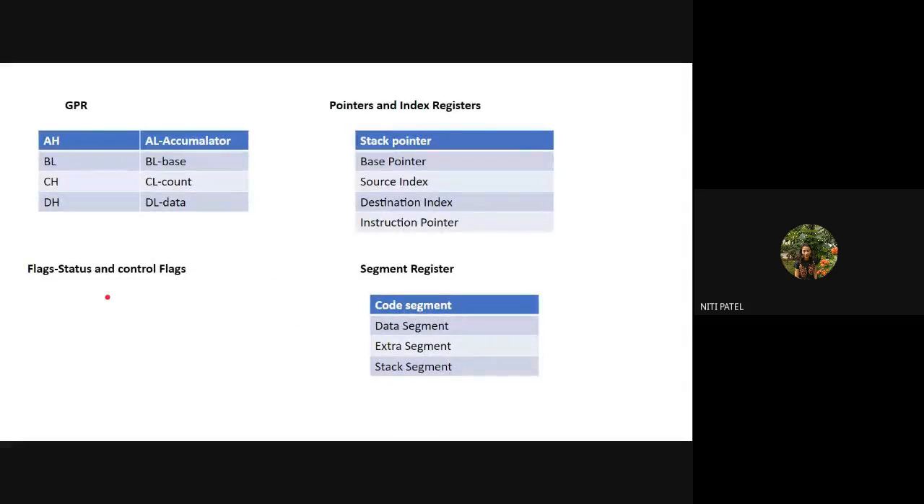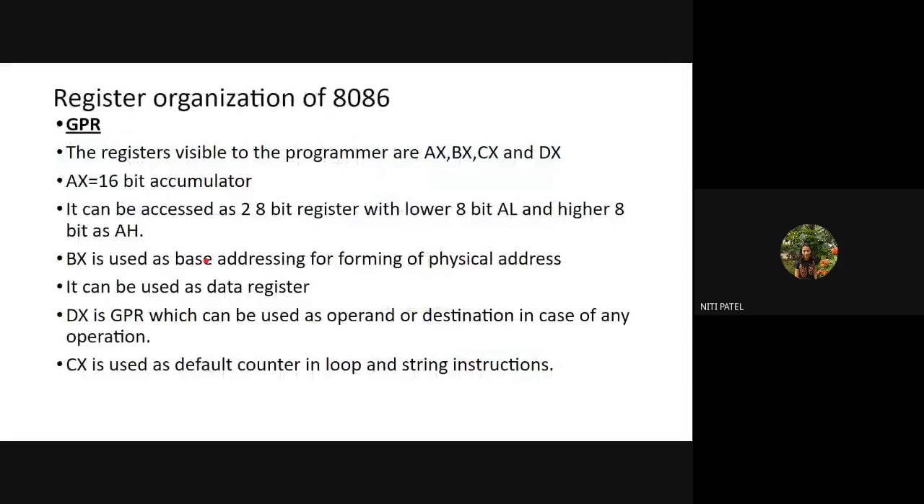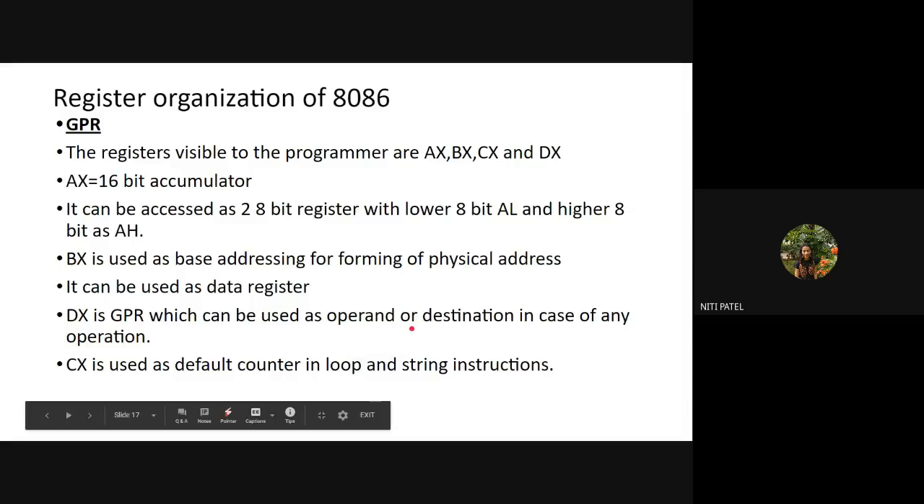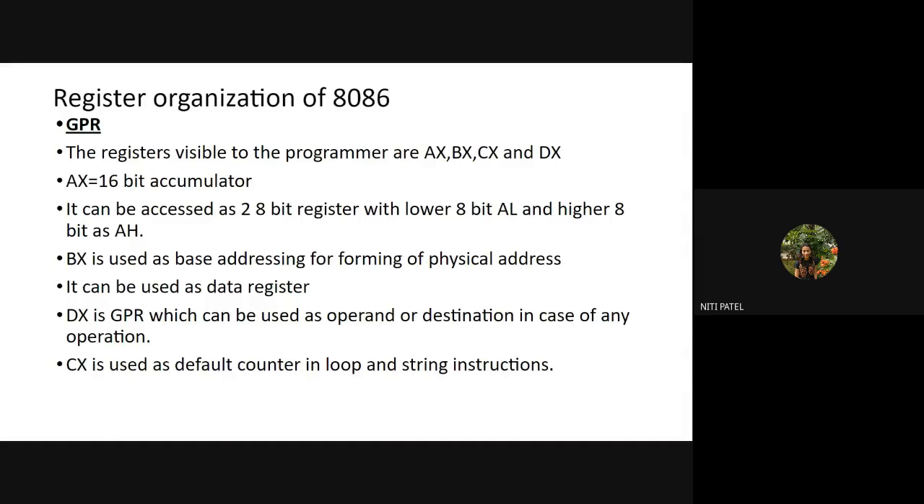Then the last we have is BH and BL. What are they? It is used as an operand or destination in case of any register. Now, what is the function of GPR? I told it is used for storing the operands. But which register of your GPR will be storing the operand? It will be the DX.